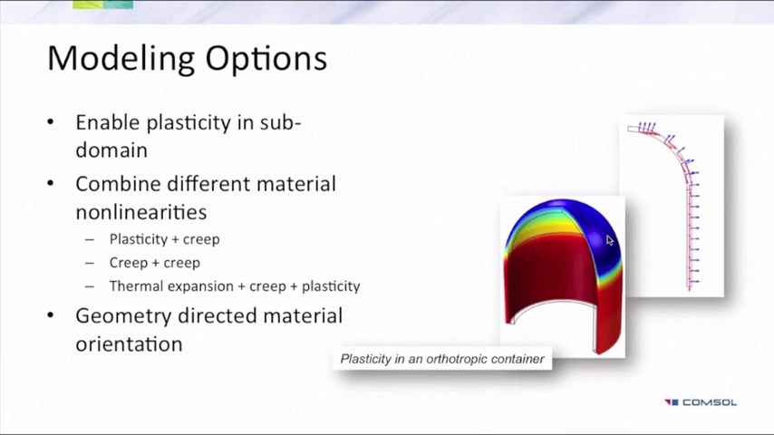Moreover, when you model with nonlinear materials, you can add different effects to each other. For example, you can have plasticity and creep work together, or you can have different creep effects in the same model. Also, you can add thermal expansion, creep, or plasticity with each other.